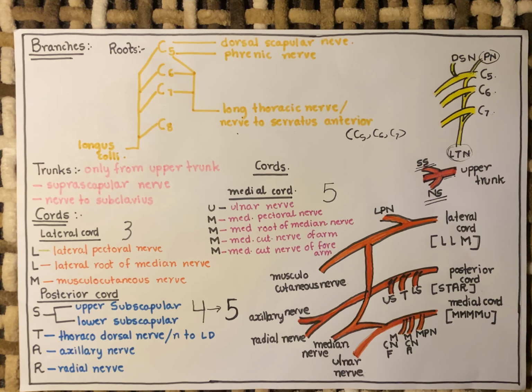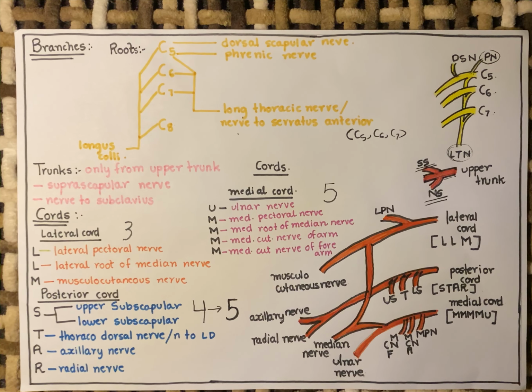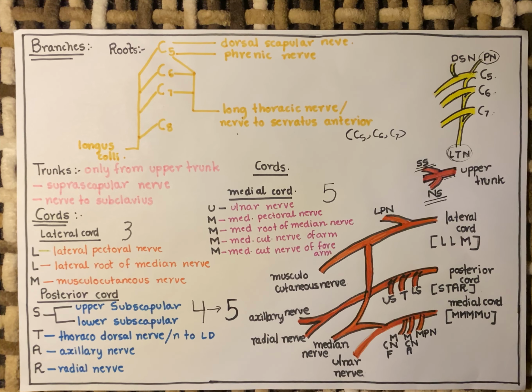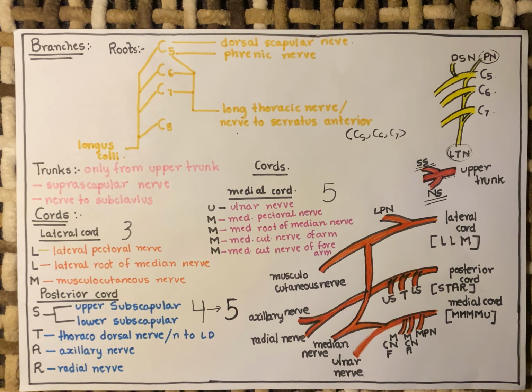Now directly we move on to the cords. We know there are three cords in total, which are going to be the lateral cord, the posterior cord and the medial cord. To remember the branches of lateral cord, medial cord and posterior cord, I have certain abbreviations which prove to be pretty useful for me. So I've shared the same with you people over here.